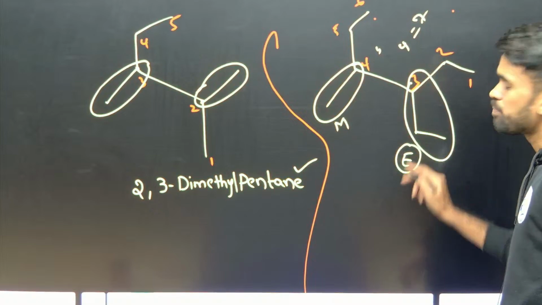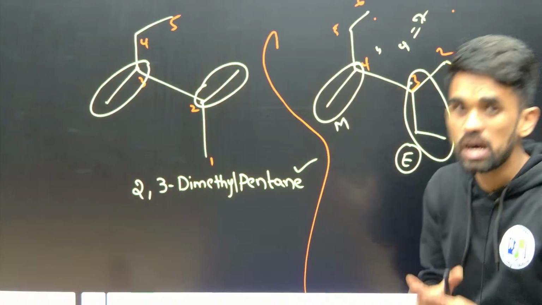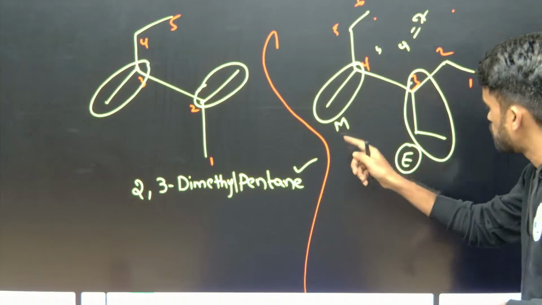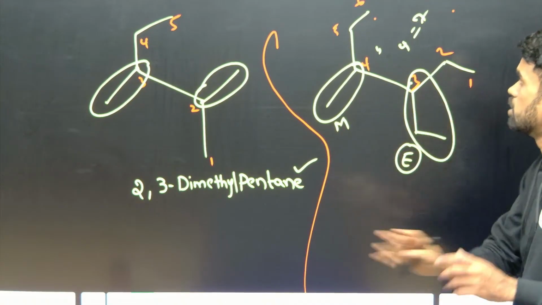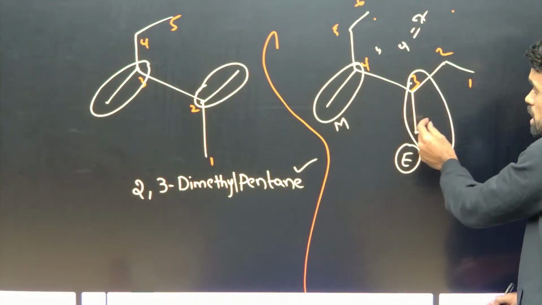See, if the lowest numbering rule is the same from both sides, now what do you have to consider? Consider alphabets. E comes first, so start from here. So after starting, what is the name of this compound? See, this is 3-ethyl, 4-methyl.